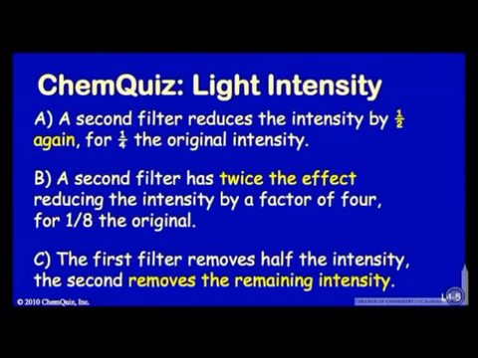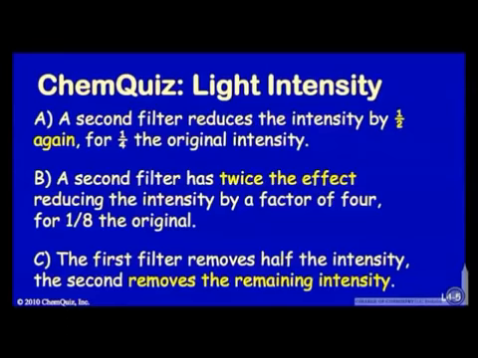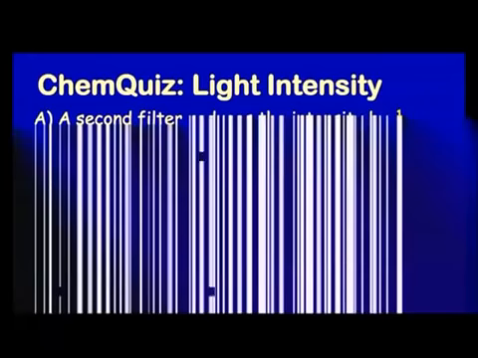Let's consider an argument for each of the possible answers. A, a second filter reduces the intensity by 1/2 again, so you have a quarter of the original intensity. B, the second filter has twice the effect, reducing the intensity by a factor of 4, so 1/8 the original. Or option C, the first filter removes half the intensity, so the second removes the remaining intensity, giving you 0 intensity. Think about those three possibilities and make a selection.